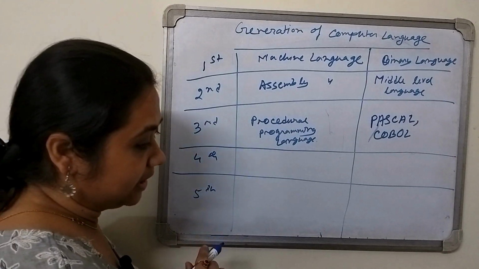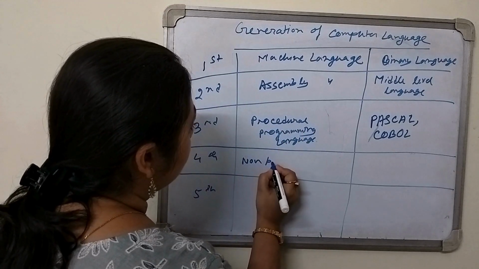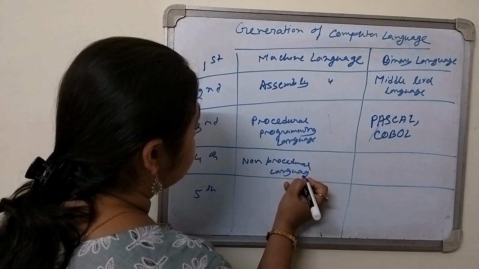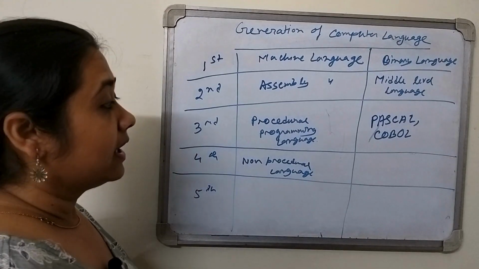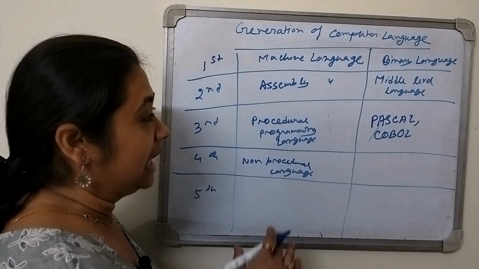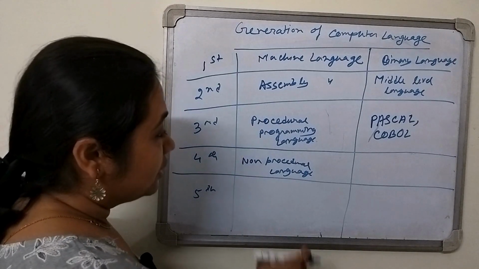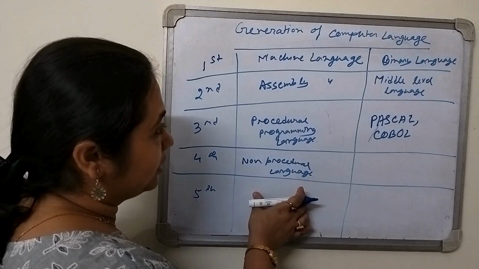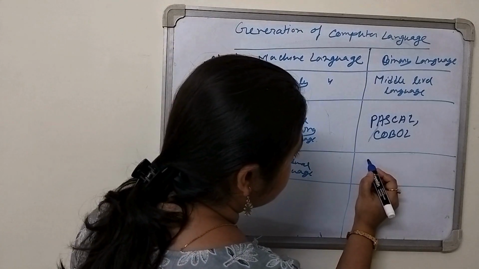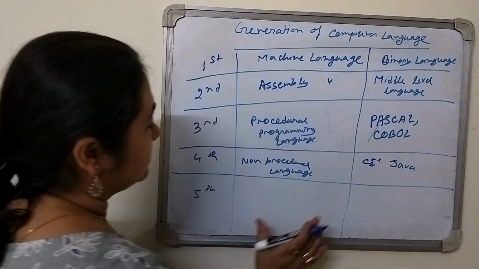The next is the fourth generation language. The third generation is a procedural language, and the fourth generation is known as the non-procedural language. That means this language is very easy for the user. The user only instructs the computer what it has to do and what it does not have to do. That means it is very simple to give the instruction to the computer. So this is the fourth generation, the non-procedural language we use. And what is the example of this? This is C plus plus, Java. These are the examples of this type of language.